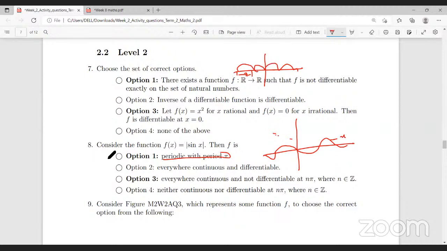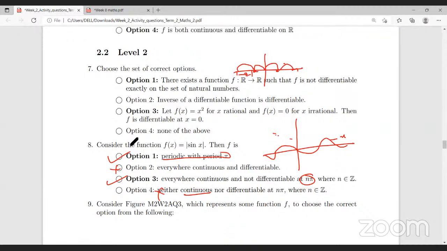Option one, everywhere continuous and differentiable, is not correct. It is continuous but not differentiable at these points. So everywhere continuous but not differentiable at n points, this one is correct. Neither continuous nor differentiable is not correct, it is continuous, right? So these two options.